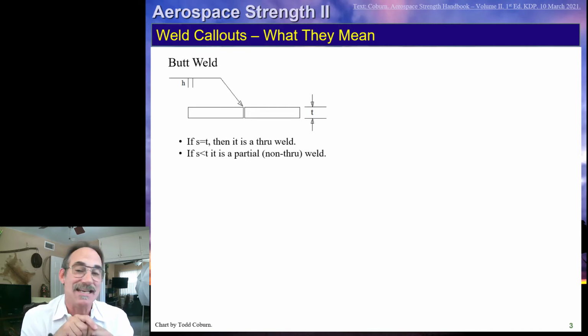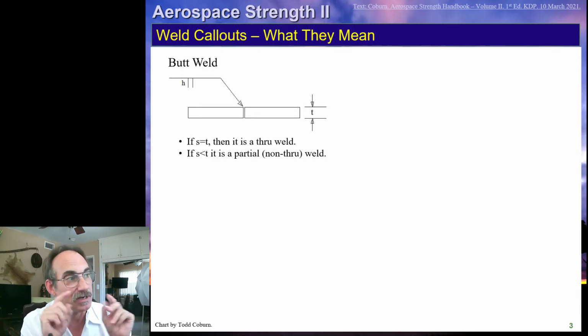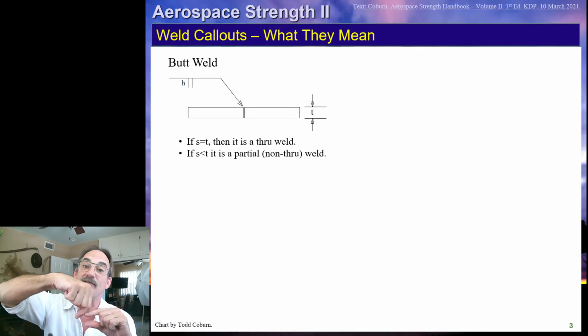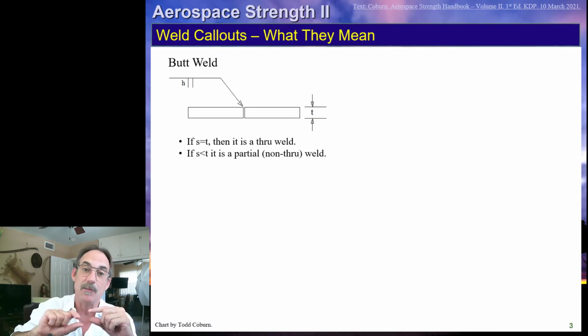But if H is less than T, then that means we didn't get all the way through the part. That would be a partial joint penetration weld. So you're gonna see an H, and that H may be the full thickness of the plate. Usually that's what you'll see. It might be less. So if this is a full joint, if H is equal to T, then it doesn't really matter whether it's a near side or a far side butt weld, because it will look the same when you're done. But if it's a partial joint penetration weld, then it may make a difference whether that starts from the top, where the top will be filled, or the bottom, where the bottom will be filled. Does that make sense?